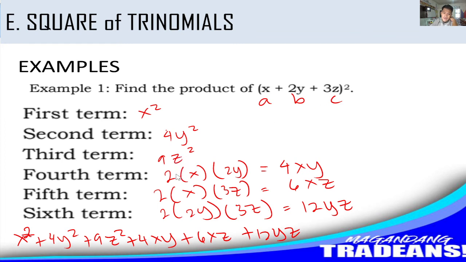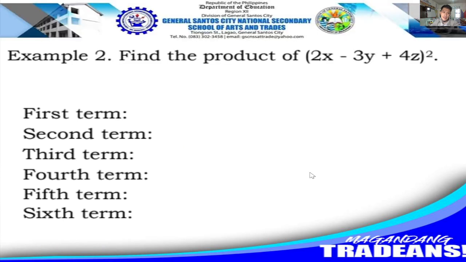And the next one is 2ab. Next, 2ac, next 2bc. Yun po yung formula sa 4th, 5th, and 6th term. Then you are going to combine that one para makuha ang square ng trinomials. Okay, next, we have finding the product of 2x minus 3y plus 4z. So, first term is our A, is our B.